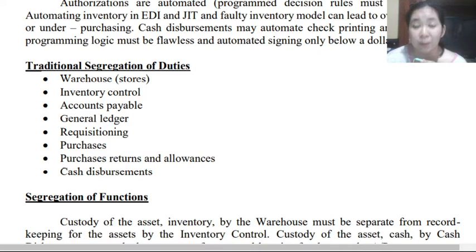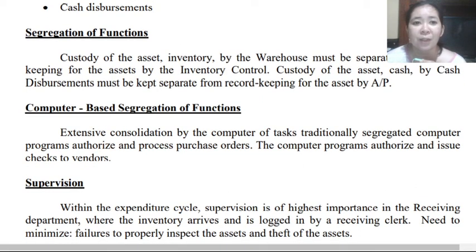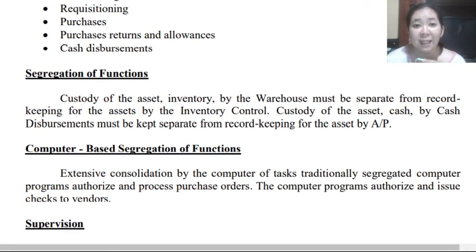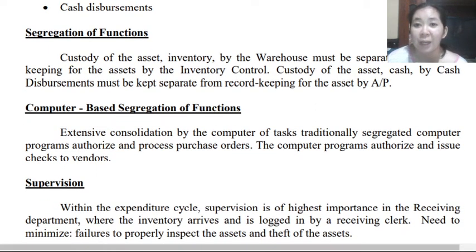allowances, and cash disbursement should be performed by different individuals or departments. So segregation of functions means custody of the asset or inventory by the warehouse must be separated from those who are recording the transactions. Custody of the asset, cash, by the cash disbursement must also be separate from those who are recording it in the books of accounts to avoid manipulation.